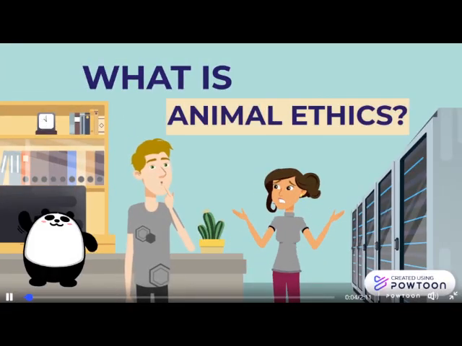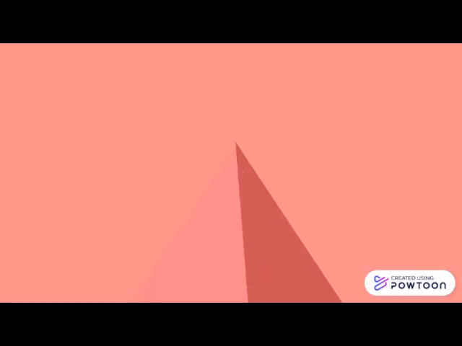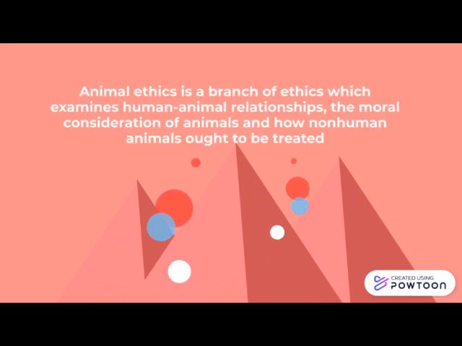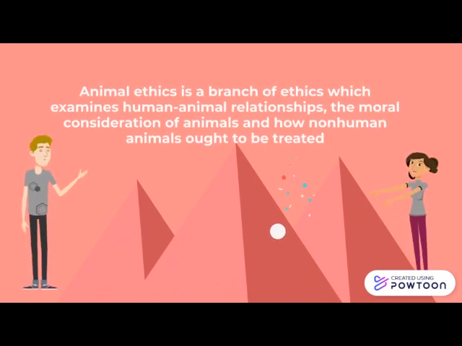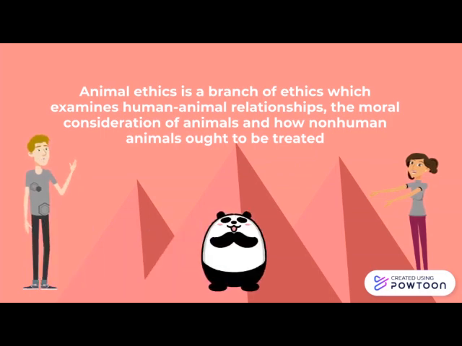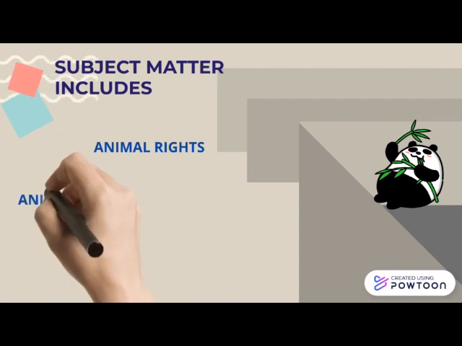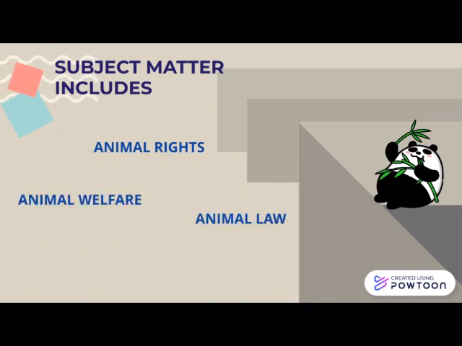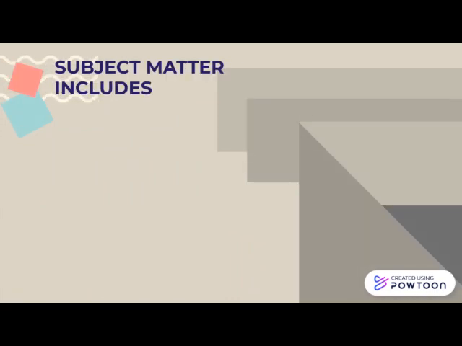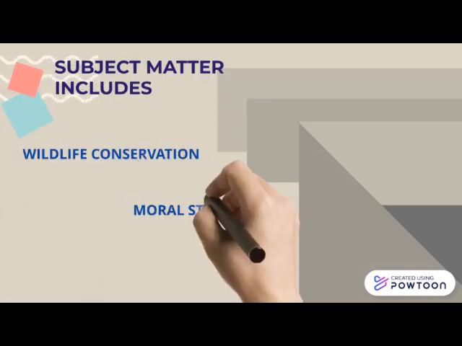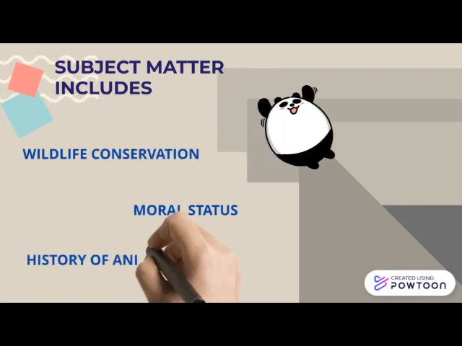What is animal ethics? Animal ethics is a branch of ethics which examines human-animal relationships, the moral consideration of animals, and how non-human animals ought to be treated. Subject matter includes animal rights, animal welfare, animal law, and animal cognition. It also includes wildlife conservation, moral status, and history of animal use.